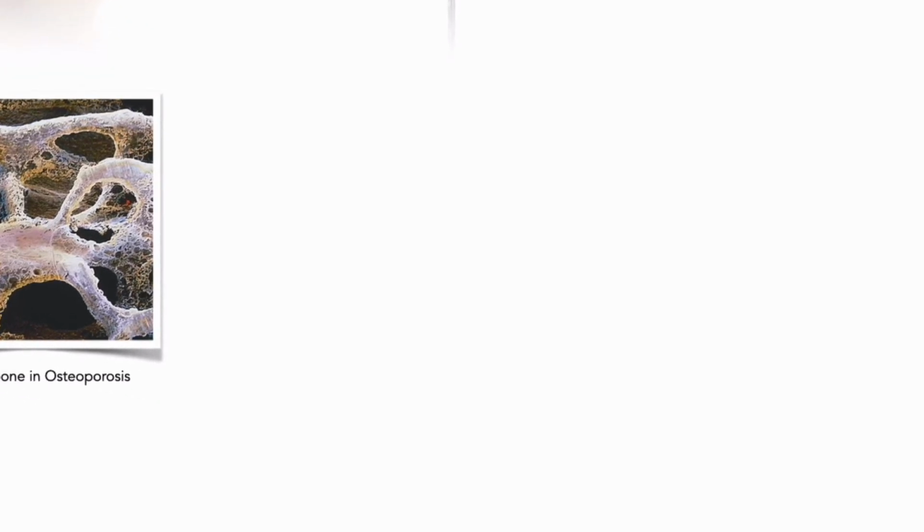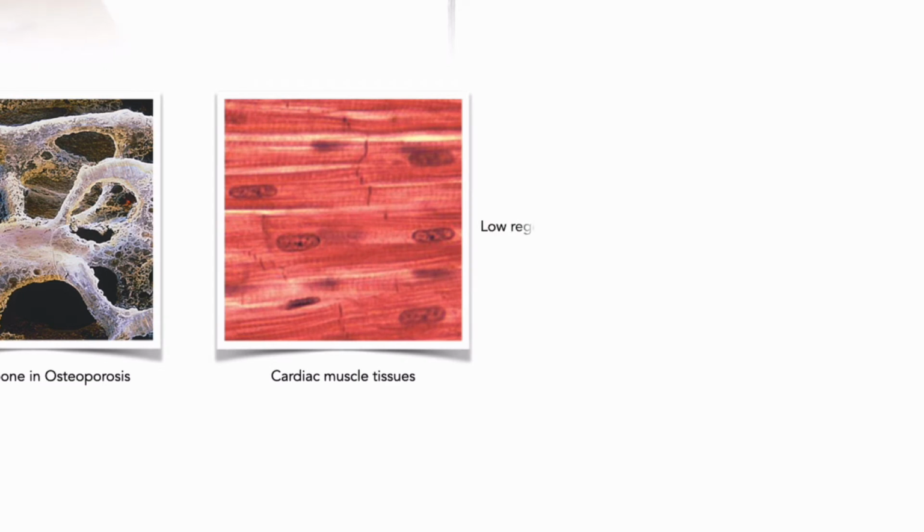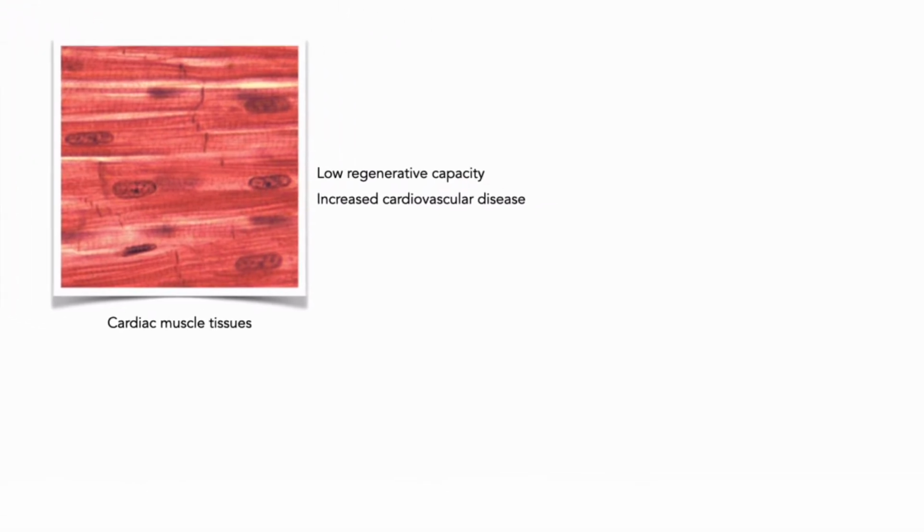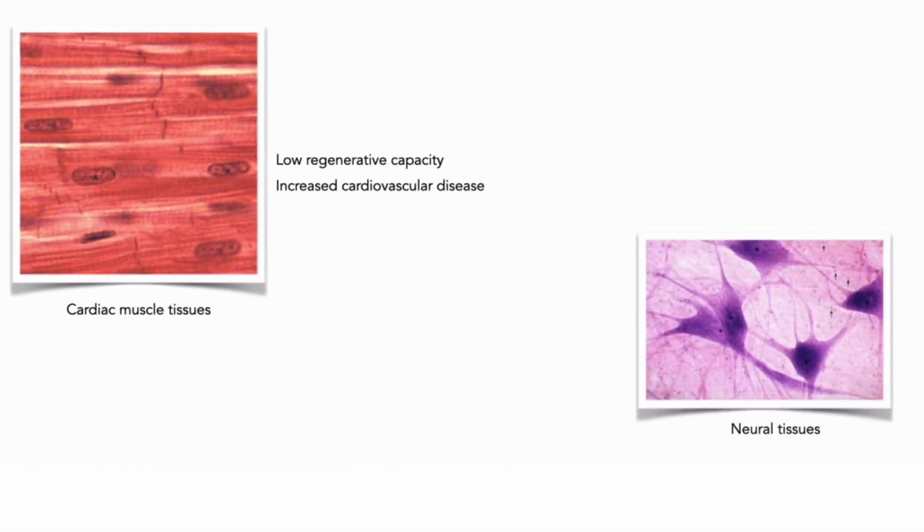As we learned in Modules 4.7 and 4.8, cardiac muscle fibers have low regenerative capacity, even in youth. In the elderly, these cannot be replaced, and cumulative losses from relatively minor damage can contribute to major health problems, such as cardiovascular disease. Like cardiac muscle tissue, neural tissue, even in youth, has low regenerative capacity. In the elderly, a corresponding deterioration in mental functions occurs.